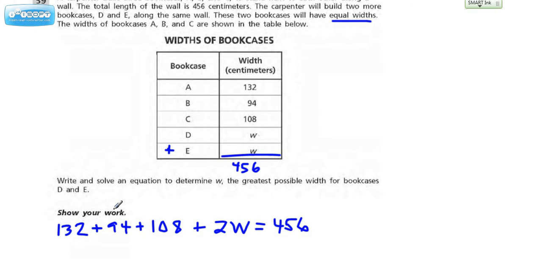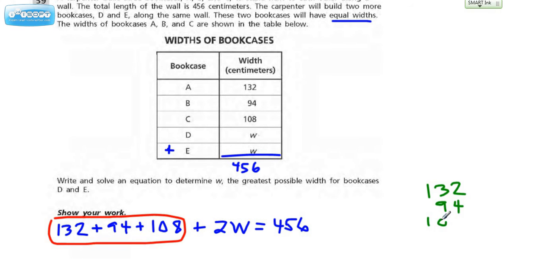All right, now it does say show your work. So that means that we need to add up all the numbers that we have here. Let's find out what the sum of that is. 132, 94, and 108. So this plus this is 10, plus 4 more would be 14. 9 and 1 is 10, plus 3 more would be 13. And 1 plus 1 plus 1 is 3.